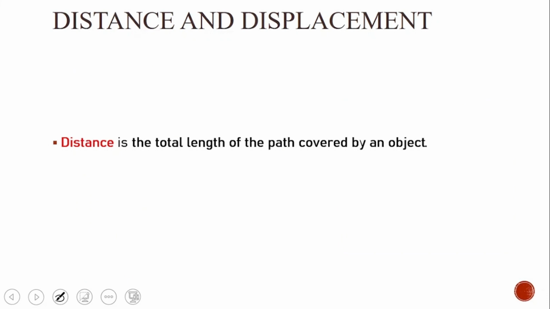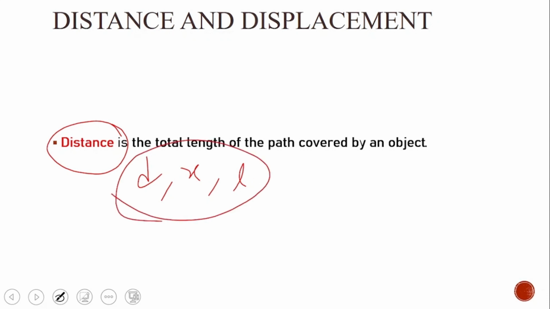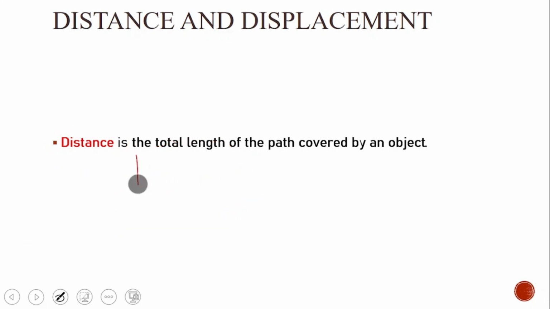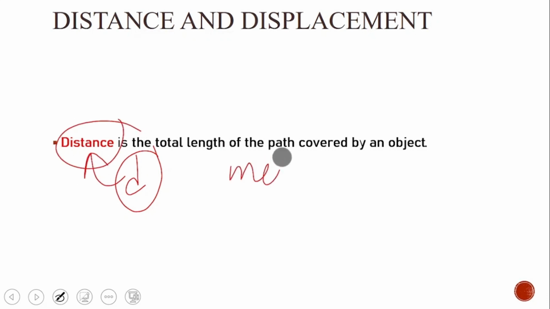There is a symbol with which we can express distance, that is d. Actually, you can use x or l, whatever symbol you want. But in general, d is the symbol of distance, and the unit of distance is meter.